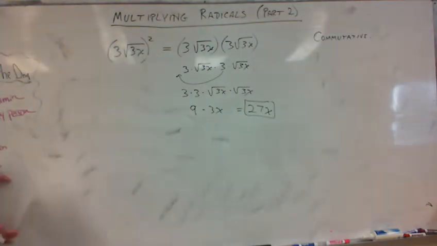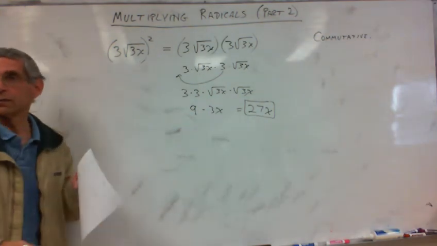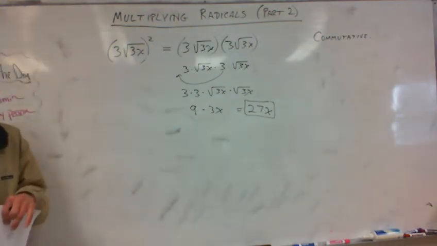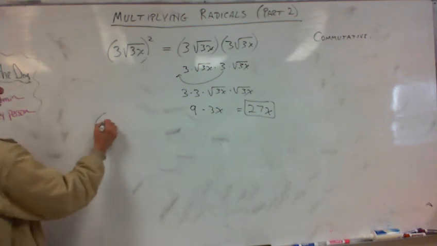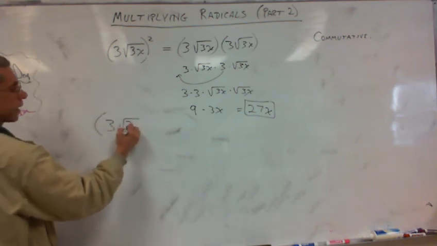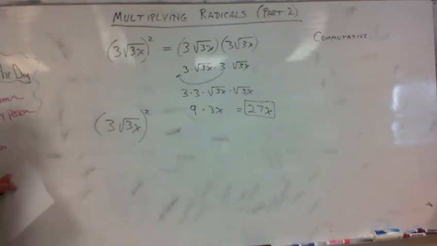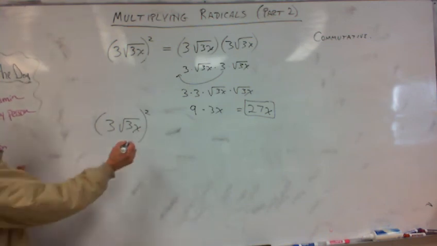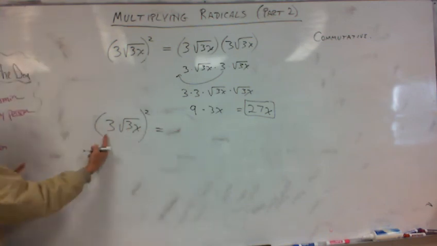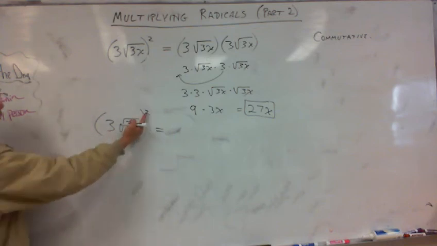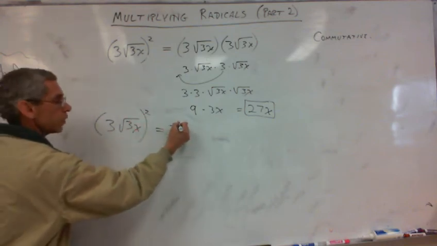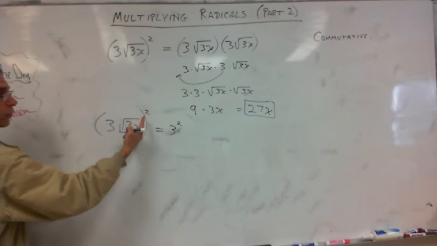Now, that was the long way, right? That was definitely the long way. Let's try it the shortcut way, okay? So if we had this, again, I'll just rewrite it. 3 times the square root of 3x, squared, that means this thing. Everybody look. That's squared. I want to see eyes. That means that 3 is squared. This 3 is squared. 3 squared.